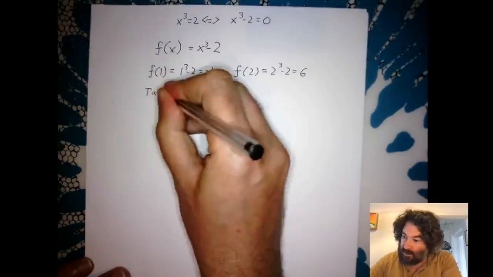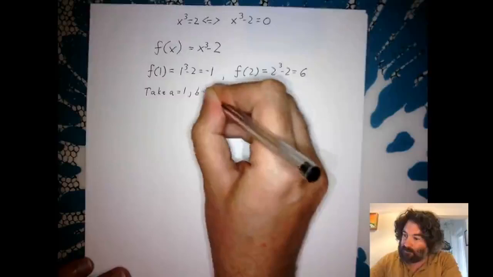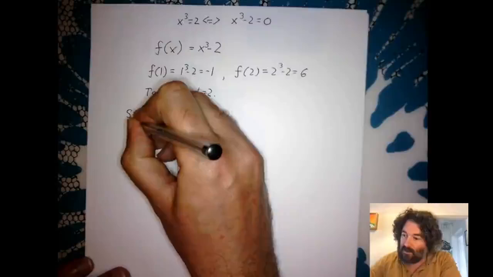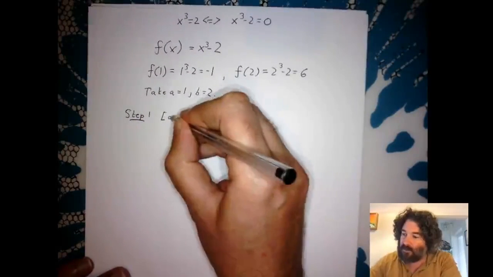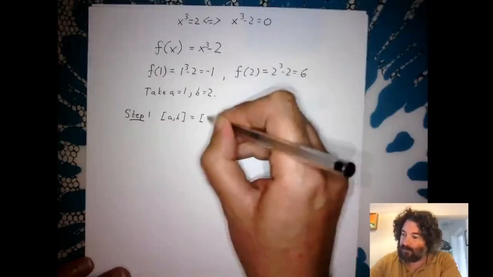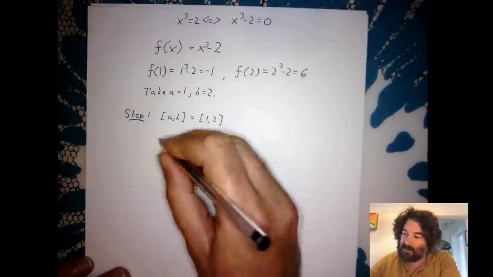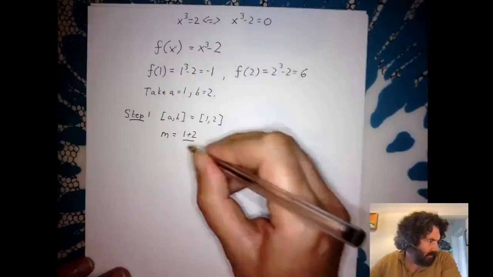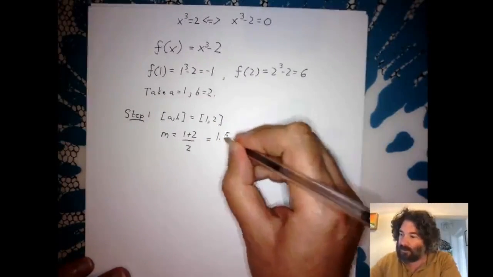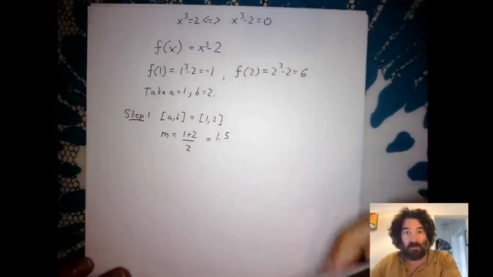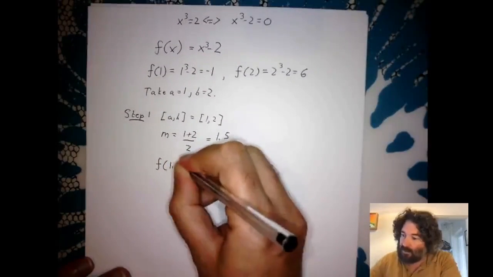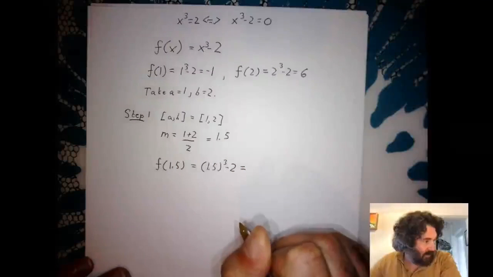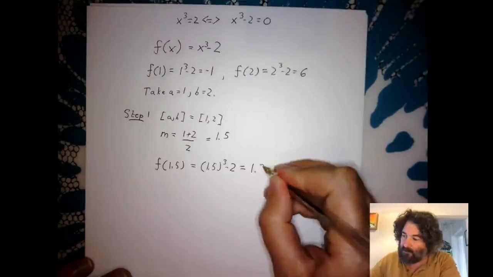And so we take a equal 1, b equals 2. And now we just repeat the steps in the algorithm. So the first step, we know that the 0 is in this interval from a to b, or 1 to 2 in this case. And so we have to calculate the midpoint of this interval, m, the average of the two endpoints, 1 plus 2 over 2. That's of course 1.5. And then you have to calculate the function f evaluated at this point, 1.5. So f evaluated at 1.5, 1.5 cubed minus 2. And I've worked this out in advance. It's 1.375.